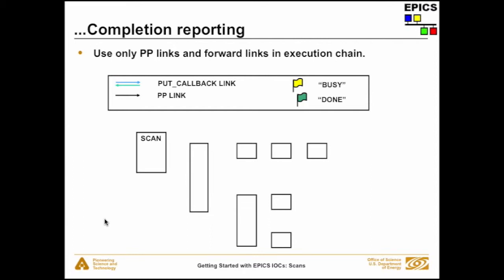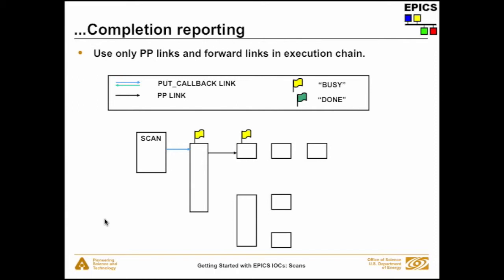So this scan record is going to do a put callback link, and that's the blue, green, double line, and all the other records are going to do process passive links, the black lines. And this database is one of those easy ones that's automatically going to do the right thing because everything is a process passive link. But it's still kind of interesting to see the order in which things happen.